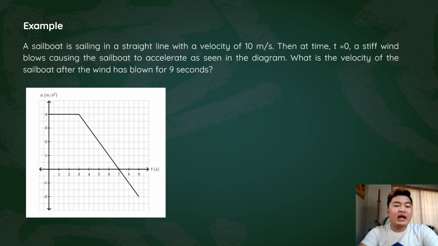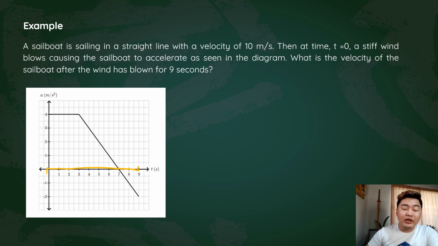Another example, a sailboat is sailing in a straight line with a velocity of 10 meters per second. Then, at time 0, a stiff wind blows, causing the sailboat to accelerate as seen in the diagram. So what is the velocity of the sailboat after the wind has blown for 9 seconds? So we have here the entire time for observation is 9 seconds. So what is the velocity?